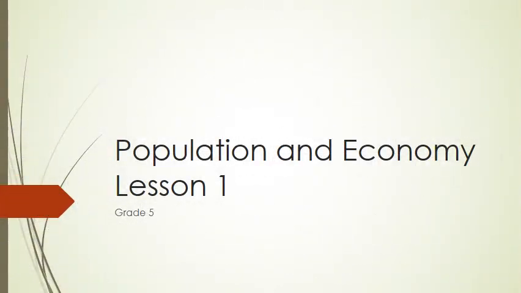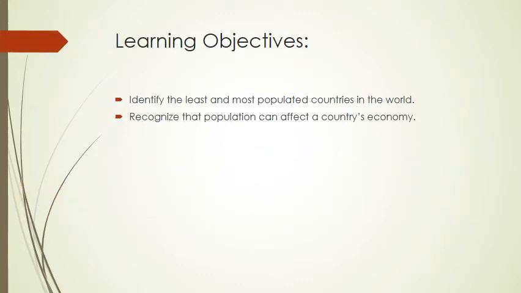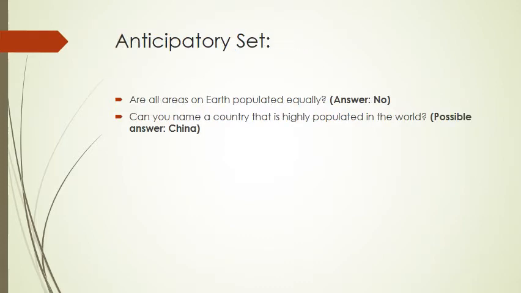In today's class, we discuss population and economy, Lesson 1, Unit 3, pages 45 to 47. Some learning objectives are: identify the least and most populated countries in the world, recognize that population can affect a country's economy, and identify the one child policy.